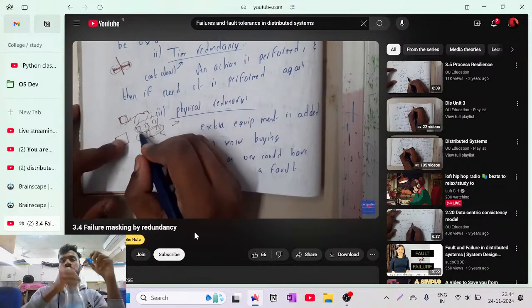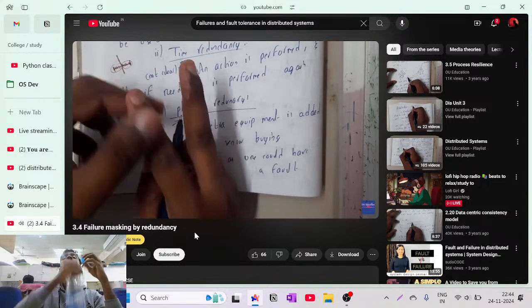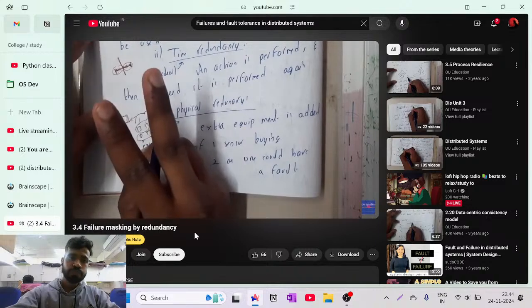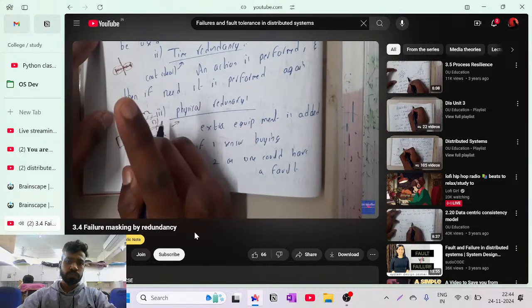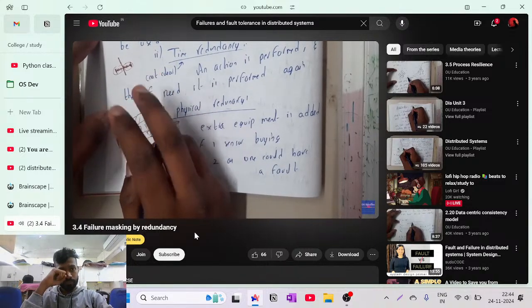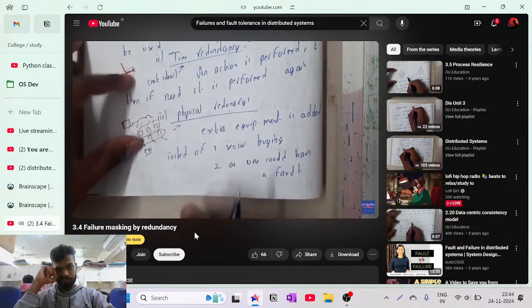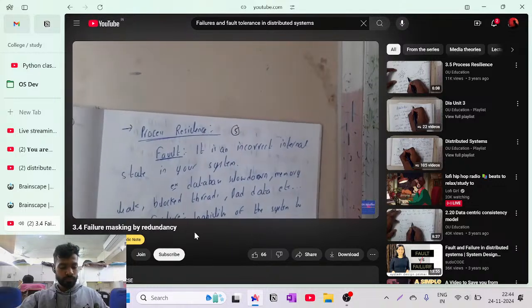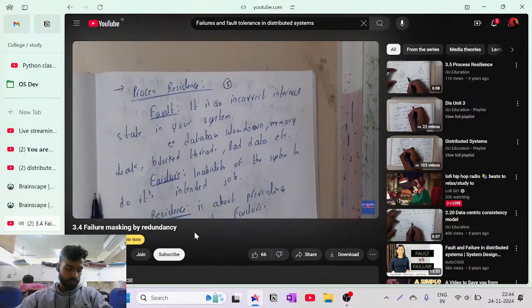So instead of buying one, you will be buying 2, guys, because if one failed, the other might work, right? So this is nothing but physical redundancy. You are buying 2 components instead of one to be on the safe side. So you are masking the failure, right? So this is physical redundancy, guys. I hope everyone got some basic idea about failure masking by redundancy.